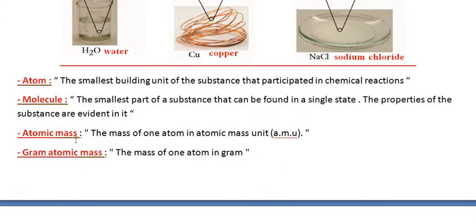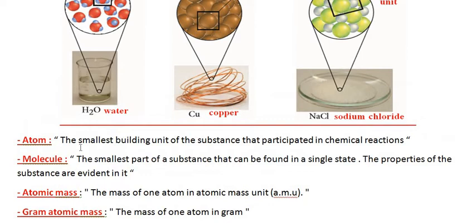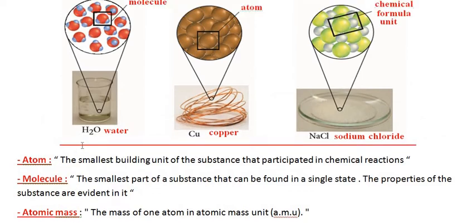Here's the atomic mass. What is the atomic mass? In the periodic table, the elements are arranged according to the atomic numbers. Each square in the periodic table contains a symbol of the element, and under each symbol of the element there is a number. This number is the atomic mass. The unit of the atomic mass is AMU, which is called atomic mass unit.